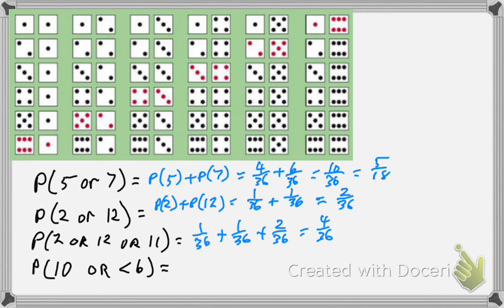How about 10 or a number less than 6? Are they disjoint? Yeah. I can't get a 10 and have it be less than 6 at the same time. So disjoint. So how many ways can I get 10? There's one, there's one, there's one. Is that it? Yep. So 3 out of 36. How many ways can I get a number less than 6?